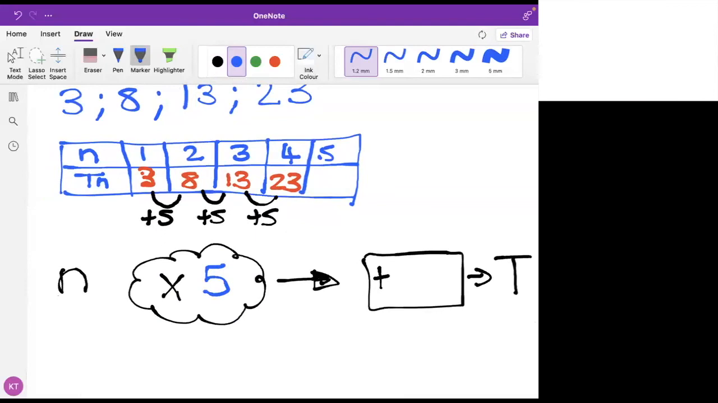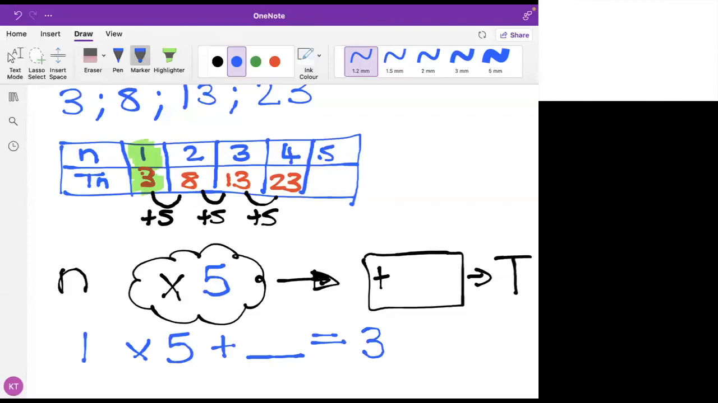So let's fill in everything we know for the first one. Here's my first one over here. We know that for the first one, I've got 1 times by 5. I don't know yet what I'm adding, but that's going to give me 3. So 1 times 5 is 5.